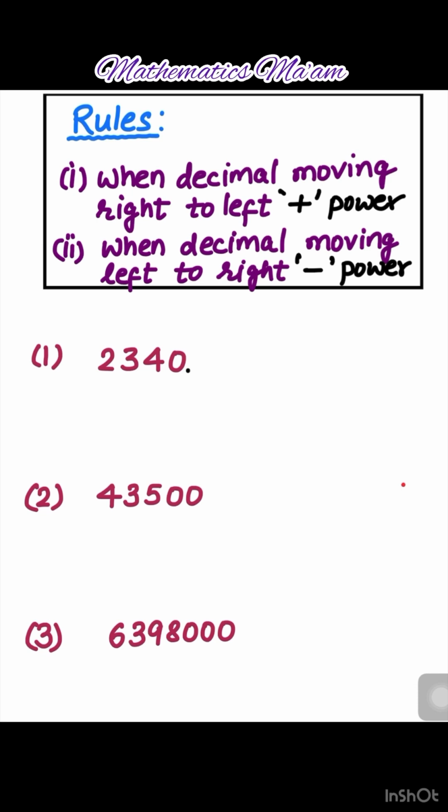When the decimal is nowhere, that means the decimal is at the end. So how many places before do you want the decimal? You want 1, 2, 3 places. So we'll write 2.34, or you can write 2.340, same thing. But this decimal is moving from right to left, so you write the positive power according to the first rule. So we'll write 10 to the power 3. This is how we write in scientific notation.